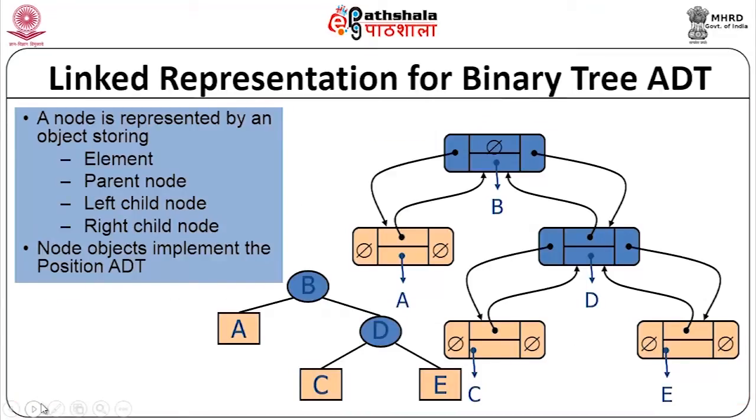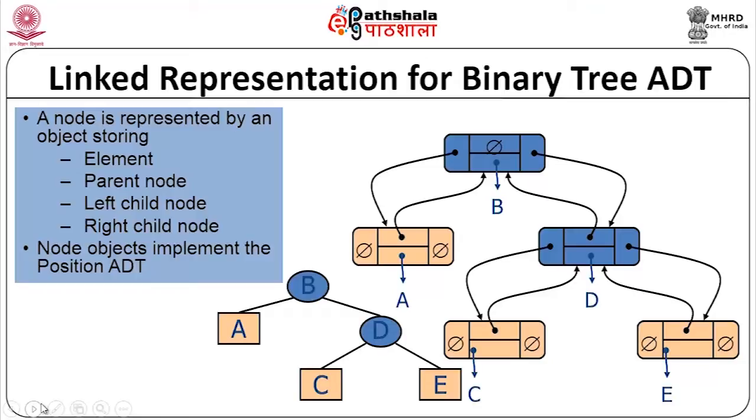Now, we go to the next and very common representation of binary tree, and that is the linked representation of the binary tree. A node is represented by an object storing an element, and it can have a parent node. There are other representations also. This particular representation is a linked representation that also gives you the parent node, the left child and the right child. There is another representation where you do not have the parent node link, which depends on what type of operations you do and the representation you want to have.